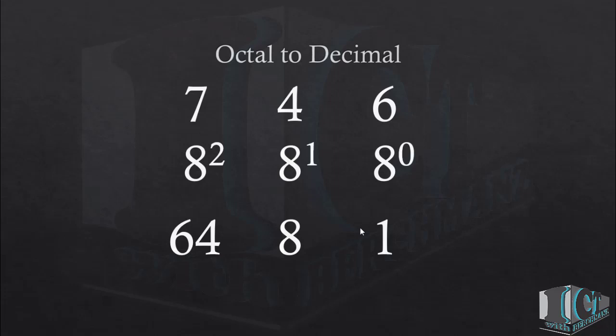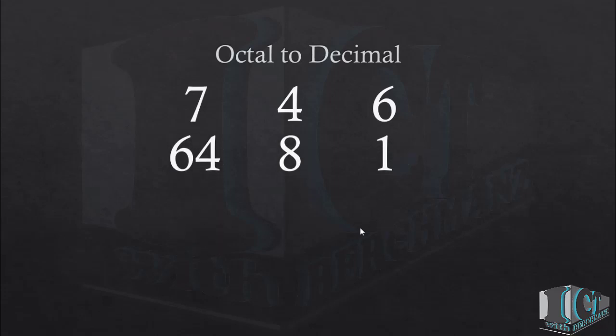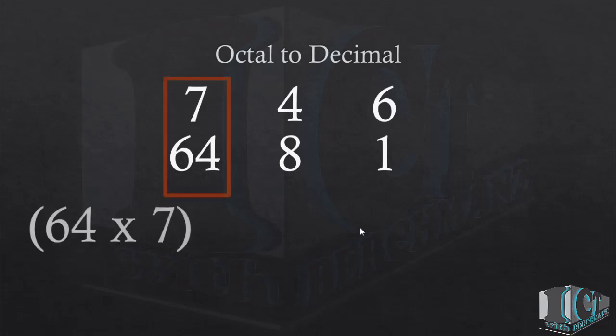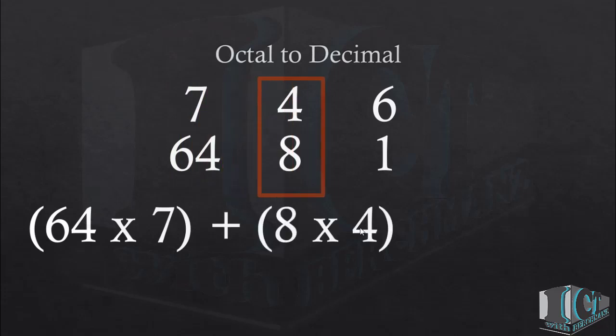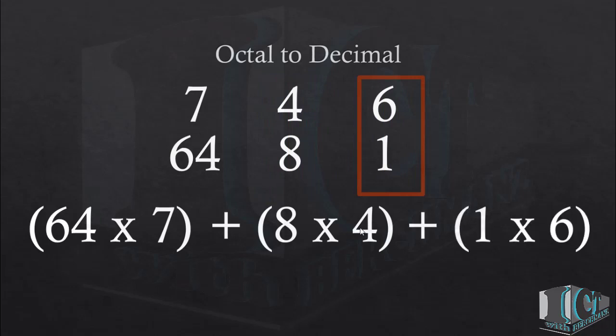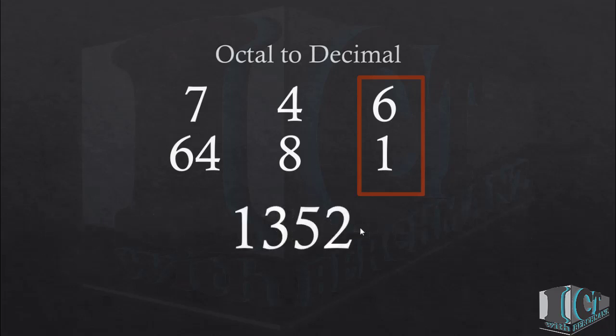Now I will not need the power of the 8, so I will take that off. Now we will multiply these two numbers. 7 into 64 plus 4 into 8 plus 6 into 1. When I add them up, I am going to get the value 1352. So the decimal value for the octal number 746 would be 1352.